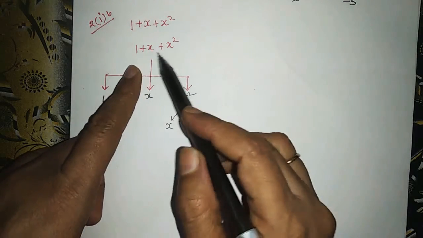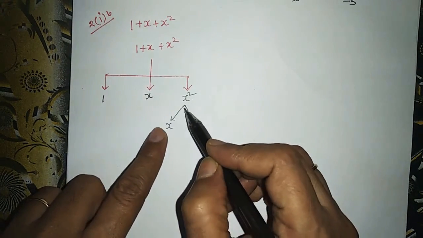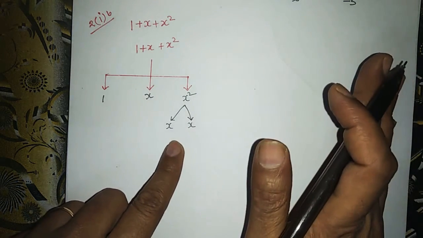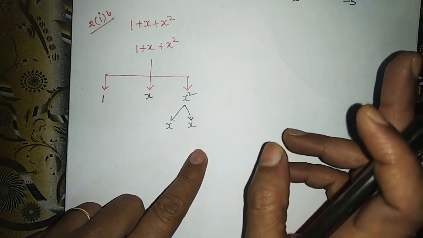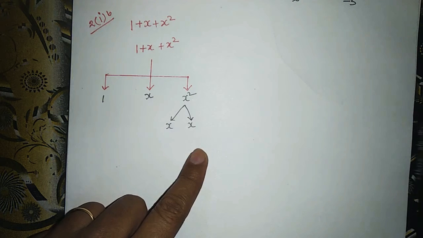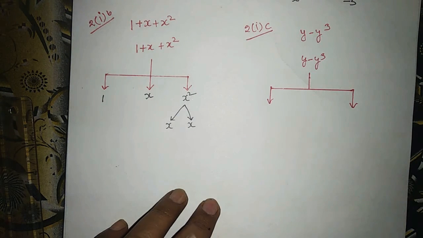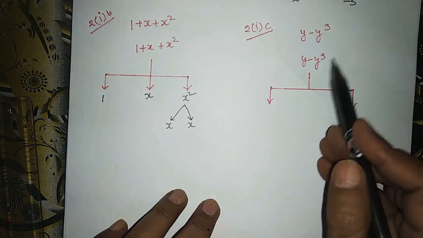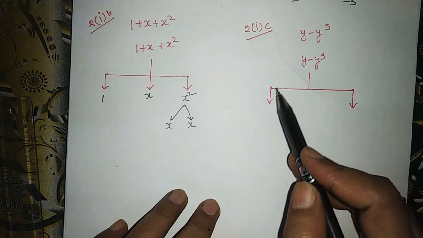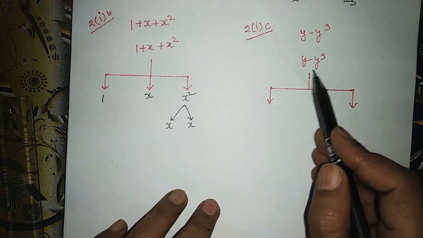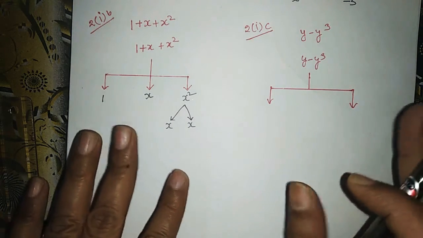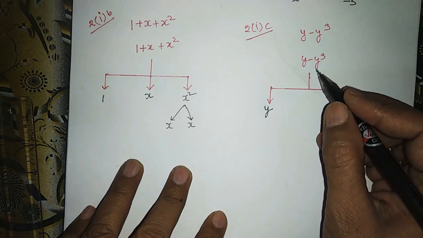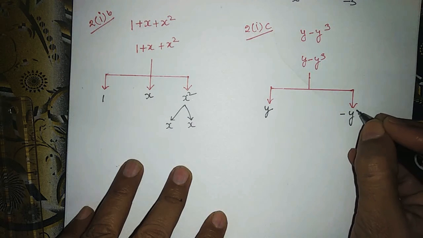Okay. First you have written the expression, after that you have written the terms, and then you will write the factors of the term. Okay. Now see the C part of question number 2 first. In the C part we have got the expression y minus y cube. Children, first we will write the terms of y minus y cube. We will write the terms separately. The first term is y and the second term is minus y cube.